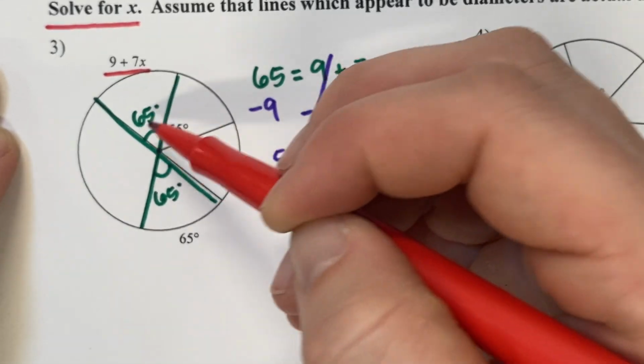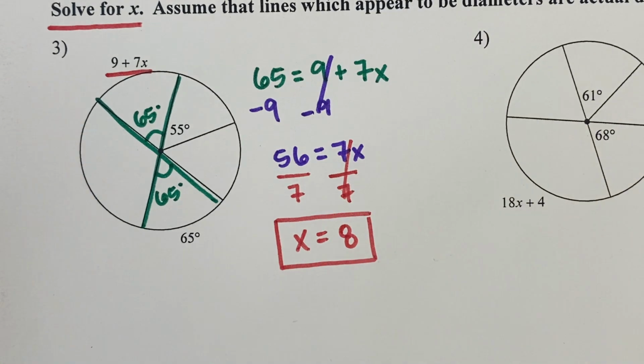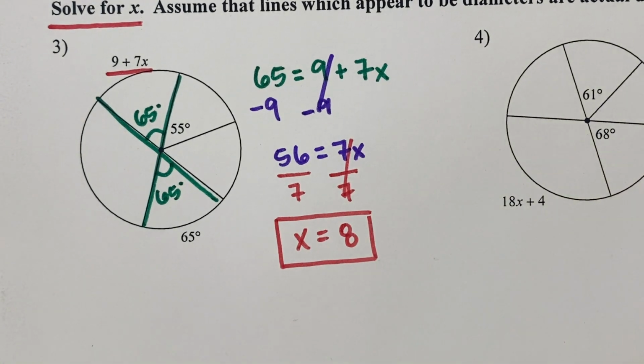Okay, so again, we didn't actually find the measure of that arc. Well, we kind of did, it was 65. But our actual answer should be solving for X. What number does that X represent?